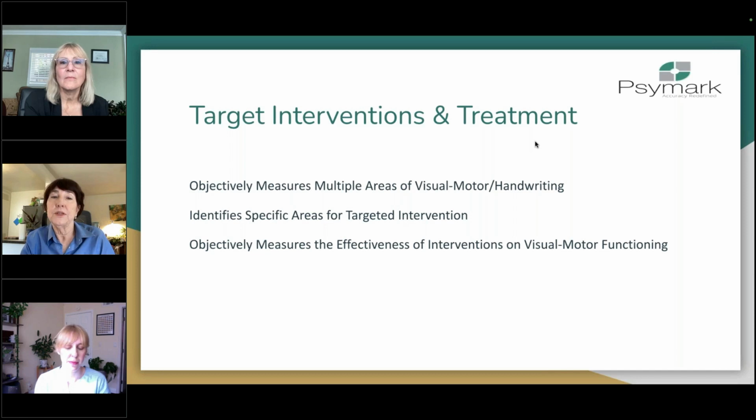So the tests can be used to really target interventions and treatment, because you're getting objective measures in multiple areas, visual motor skills or handwriting. You can use them to identify specific areas for targeted interventions and then measure the effectiveness of those interventions on their visual motor functioning.